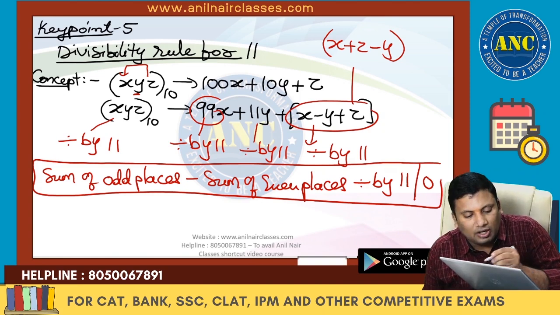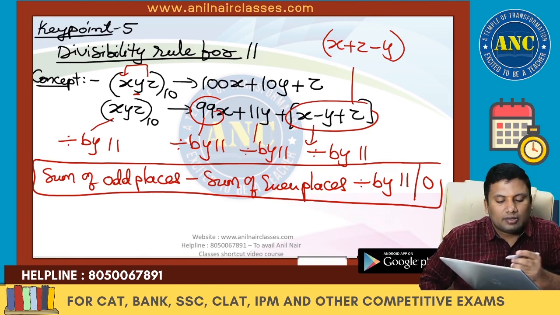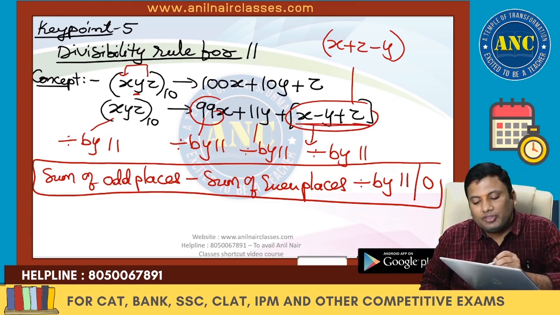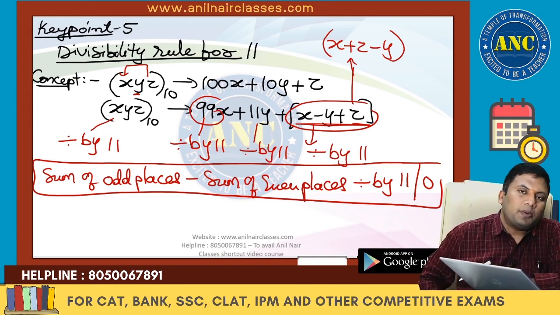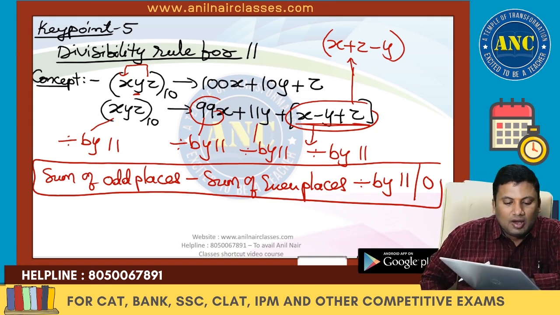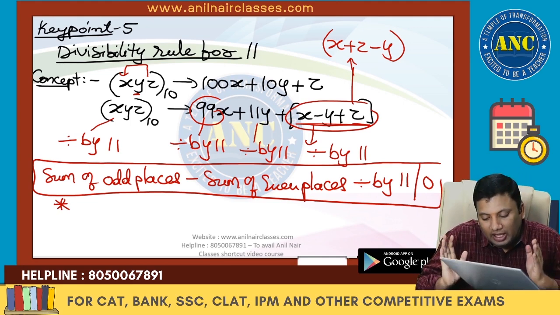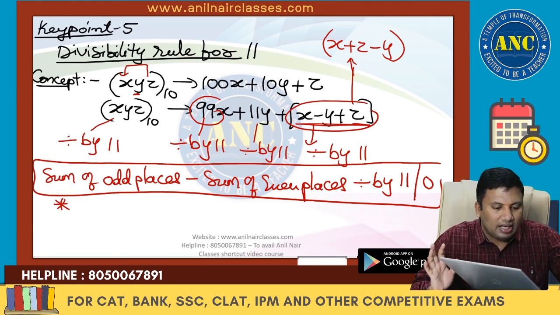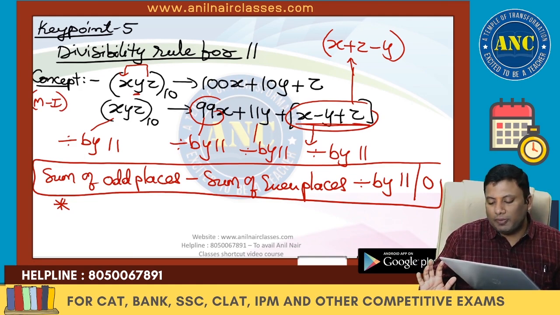Either if it is 0, 99 is divisible by 11, 11 is also divisible by 11. So 0 means the right hand side is perfectly divisible by 11, or otherwise this should be divisible by 11. This is x minus y plus z, which is x plus z minus y. X plus z is the sum of odd places, y is the even place. Sum of odd places minus sum of even places should either be divisible by 11 or give a difference of 0. I hope this concept is clear. This is method 1.